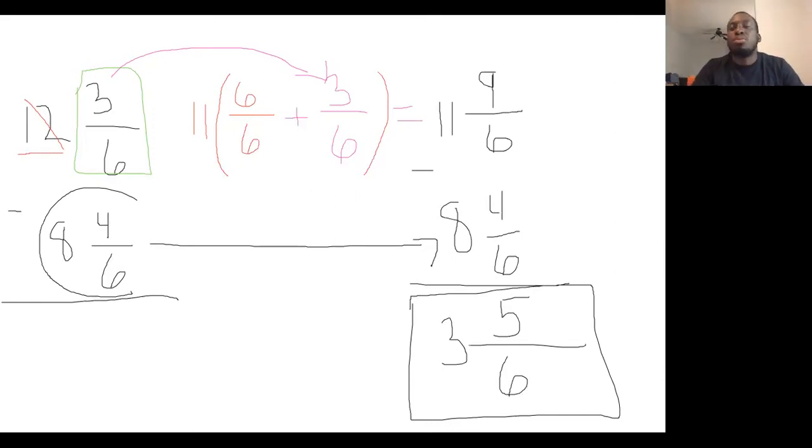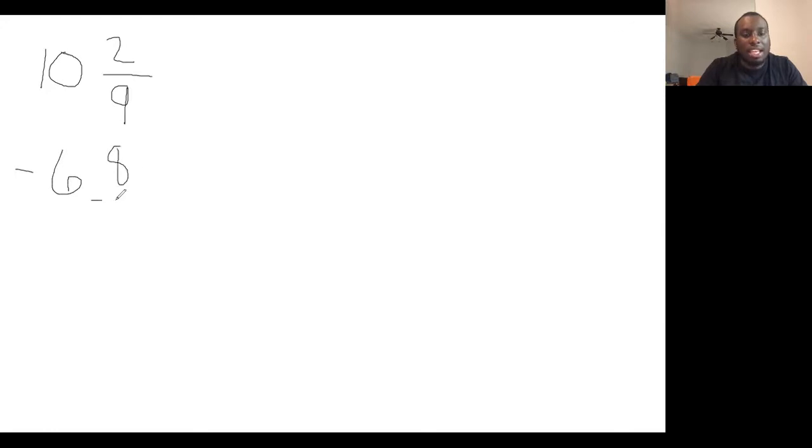Yes, I'm going to do one more regrouping problem. So let me clear all of my drawings for you. And my next equation, I'm going to just make this up off the top of my head. Let's do 10 and 2/9 minus, I will say, 6 and 8/9.